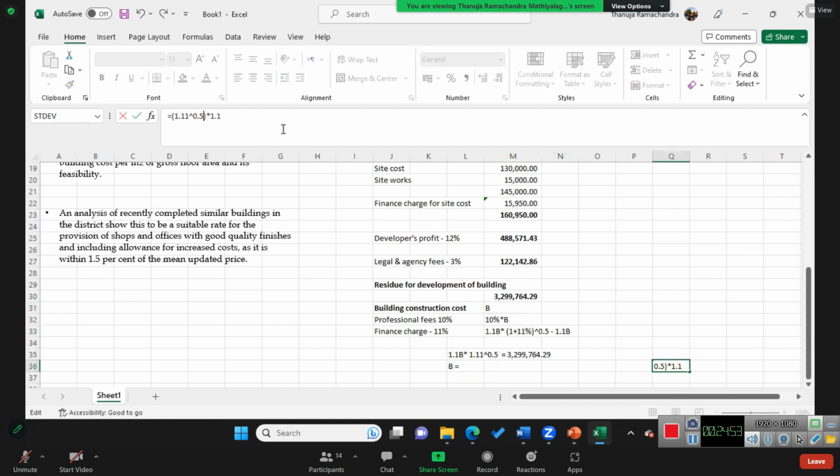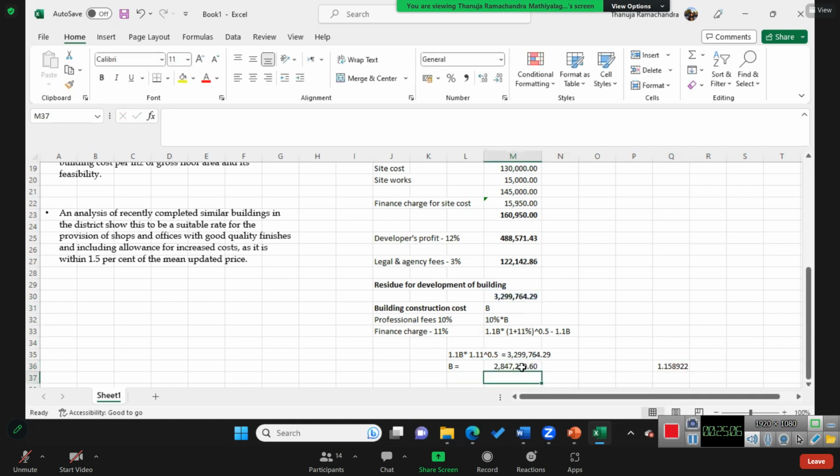So 1.1 to the power 5 into 1.1. Yeah, the whole thing divided by that. So it should be this divided by this. Yeah, 2 point some million. That's correct.